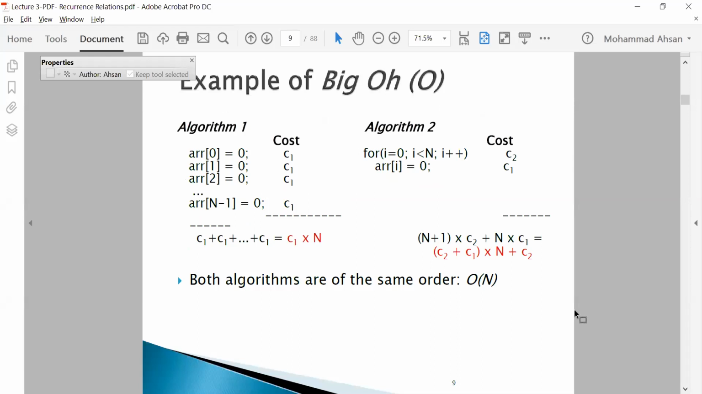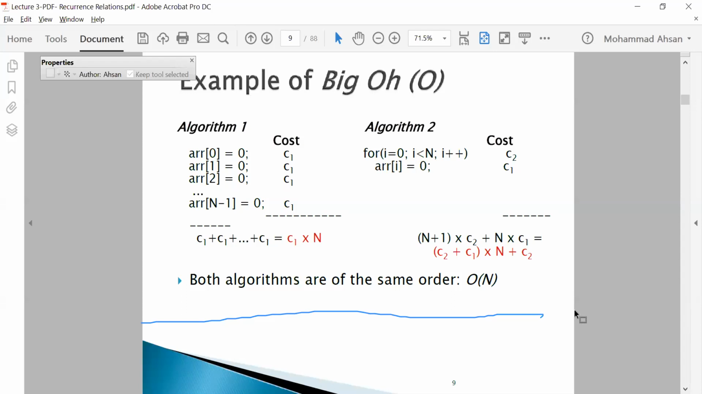So if you remember, in the first class we calculated the cost for a simple loop, a simple statement, or consecutive statements. There are two algorithms given in front of you right now. In the first algo, I am initializing an array of size n to 0 step by step. I'm not writing a for loop from 0 to n minus 1; I'm just doing all of them in steps. Let's say each step has a cost c1. How many steps do I need to initialize an array of size n to 0? I'll need n steps, so n into the cost of one step, which is c1.